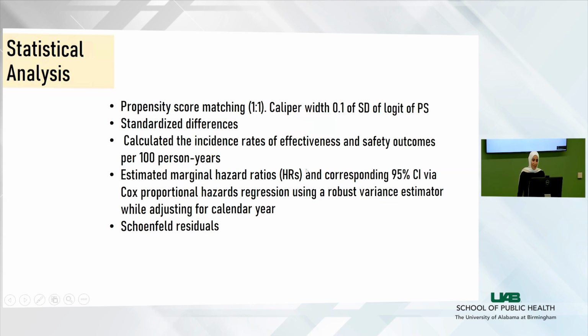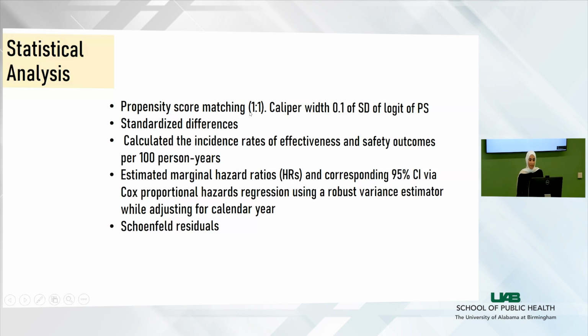Now for adjustment, we used a propensity score, which is a commonly used method for confounder adjustment in pharmacoepi studies. And we used one-to-one matching. And we matched patients based on a caliper width of 0.1 of the standard deviation of the logit of the propensity score. And I'll explain briefly propensity score in the next 2 slides. We used standardized differences to compare the balance before and after matching.